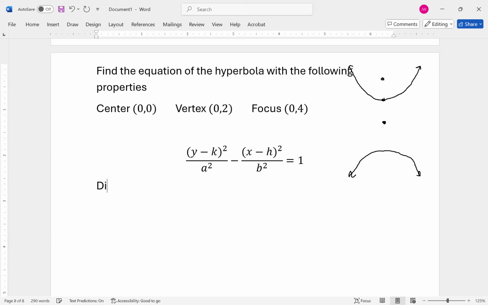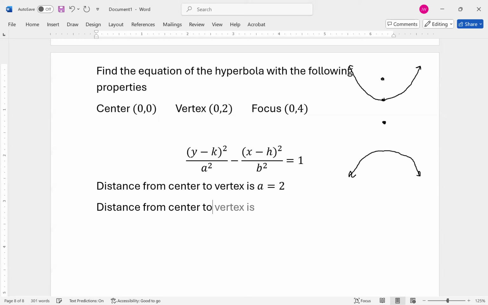Now, the distance from the center to a vertex is the a. That's really easy to calculate when our center is at the origin. a is just 2 in this case. The distance from the center to a focus is the c, which in this case, again, really easy to calculate, that's 4.